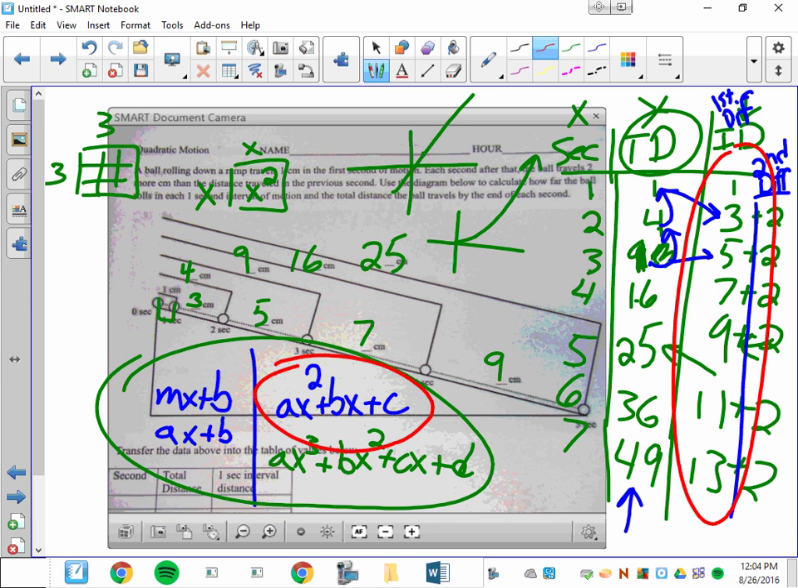Okay, third question. Oh, no, those were the equations. Okay, those are the answers.